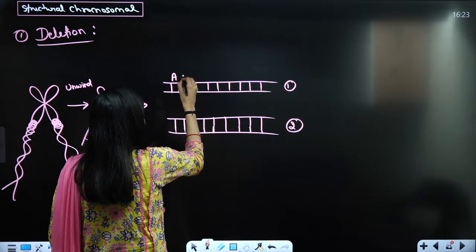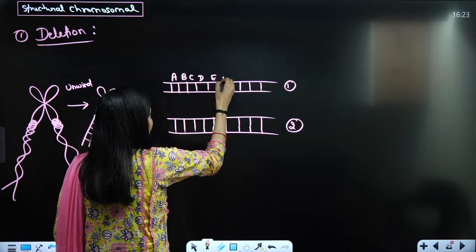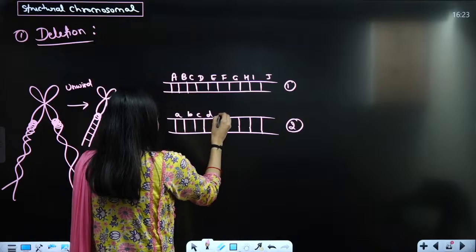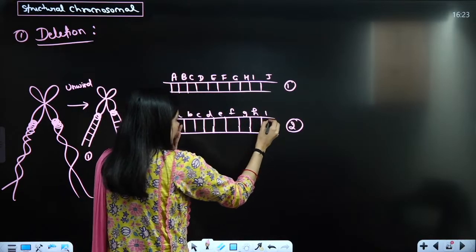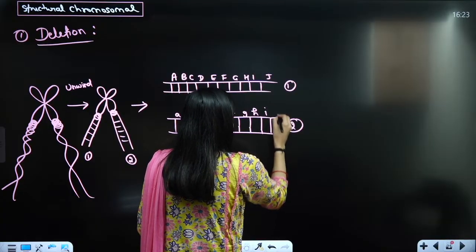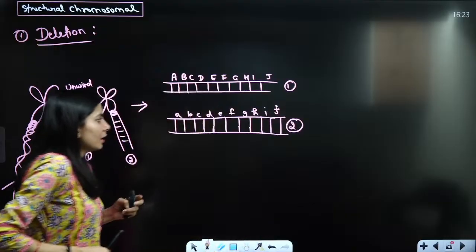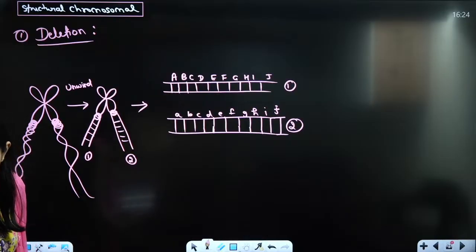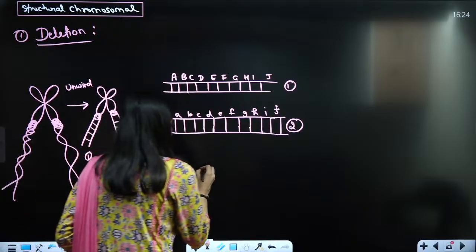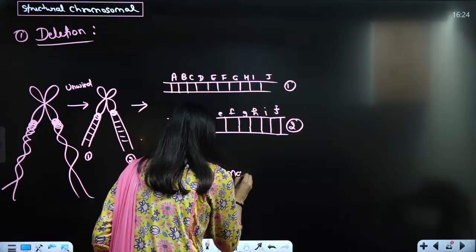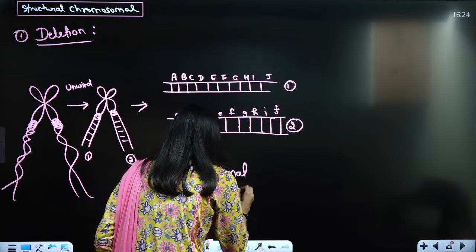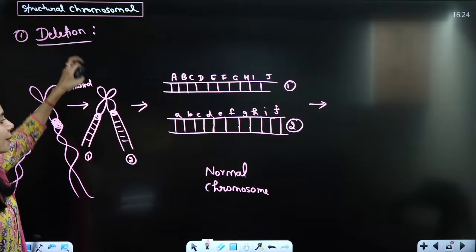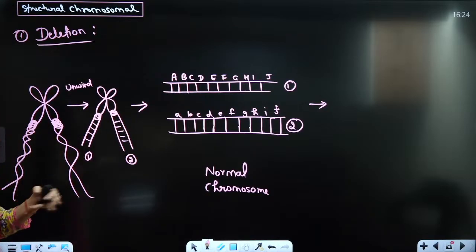Let us suppose it is A, B, C, D, E, F, G, H, I, J. And this is small a, B, C, D, E, F, G, H, I, J. Fine, so this is what I am naming. I hope you can understand. Yes or no? Now, this is the normal chromosome. In the process of replication or another process, some part gets deleted.